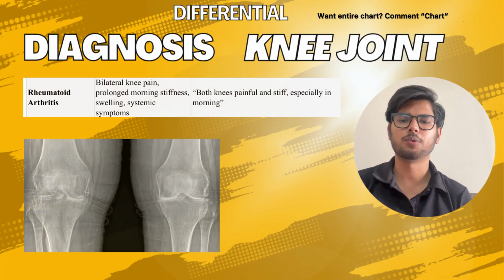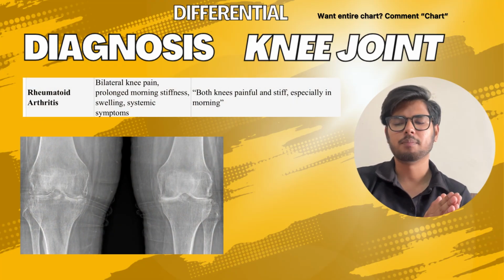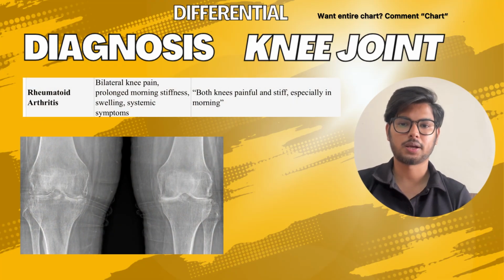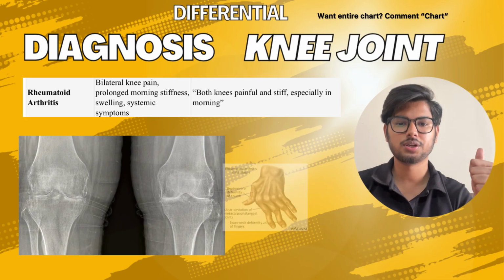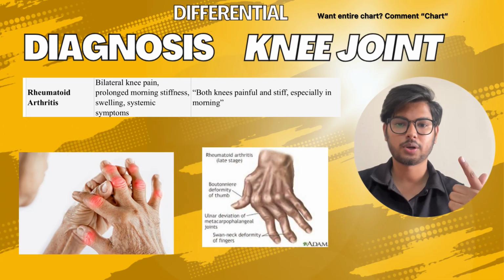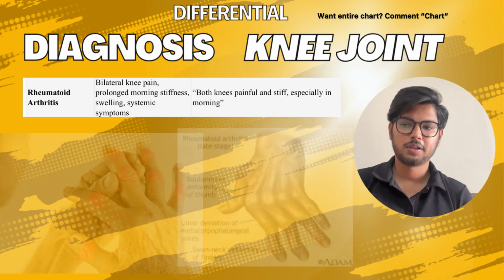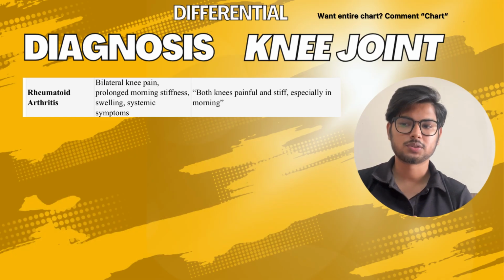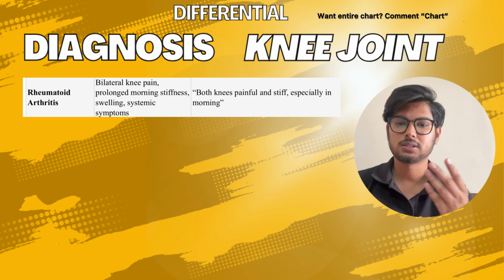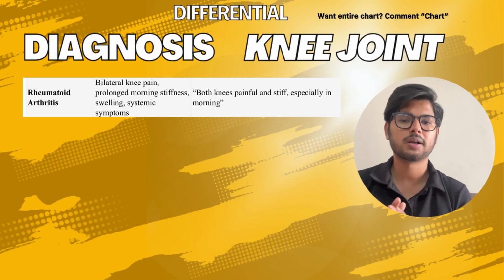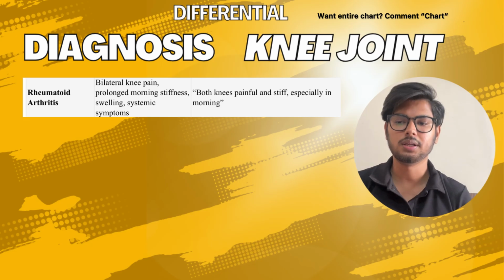Then we have rheumatoid arthritis. Now you see, before moving on to the rheumatoid arthritis diagnosis, you should be checking the family history. You should also be checking the small joints and the bilateral involvement, because there is bilateral involvement in rheumatoid arthritis. Then definitely bilateral knee pain will be there, prolonged morning stiffness will be there, more than 30 minutes like we talked about, and swelling will be there, and different kinds of systemic symptoms will be there in the body.